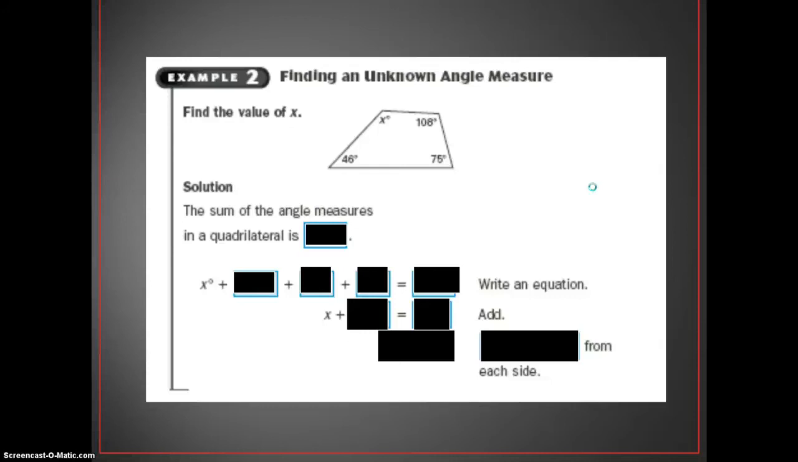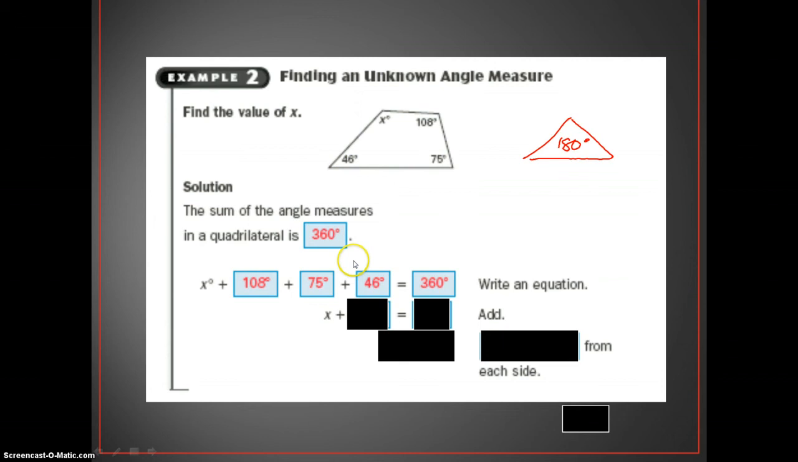For example 2, find an unknown angle measure. First of all, you need to understand that this is a quadrilateral. Now, we talked about triangles. The sum of the angles of a triangle was 180. Well, now that it's four-sided, the sum of the angle measures is 360. So what you want to do is add up the ones that you know and set it equal to 360.